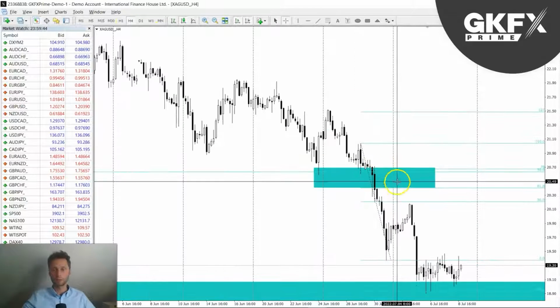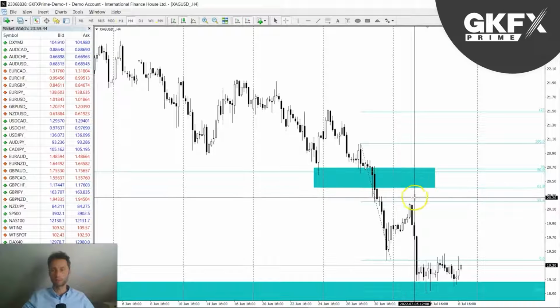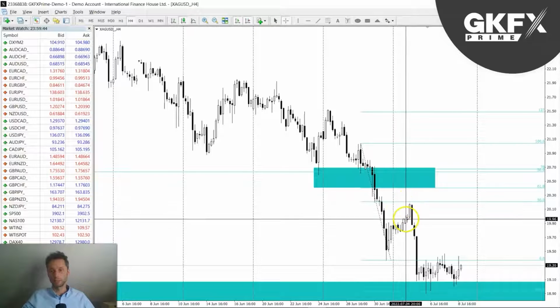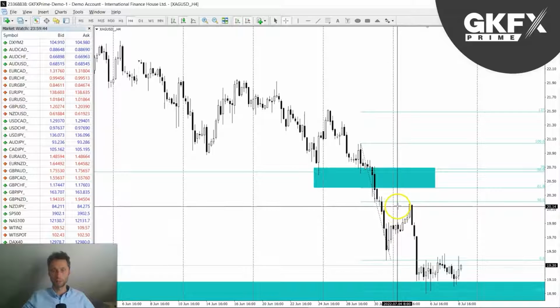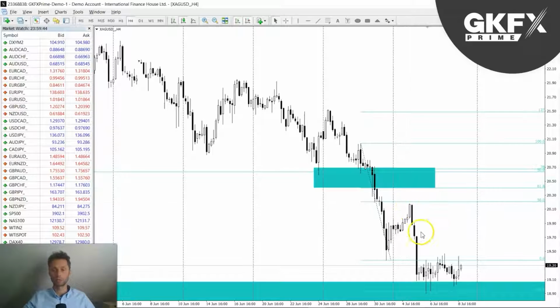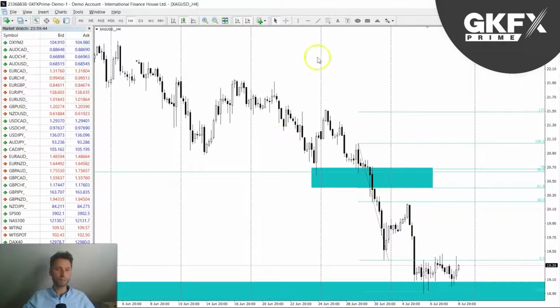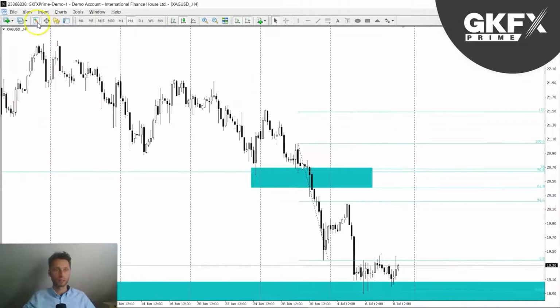Yeah. So I was looking at this zone from silver, and again, the market didn't reach there. It just made a more shallow retracement, and it dropped from there. So that's how it goes. Sometimes it just goes that way. Okay.